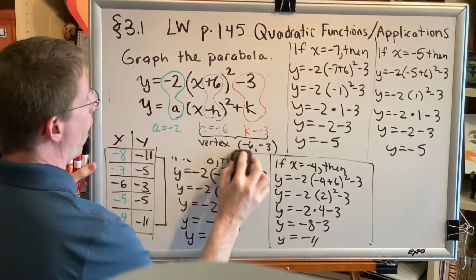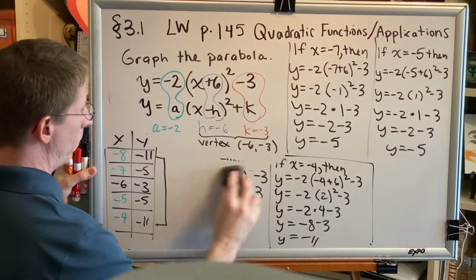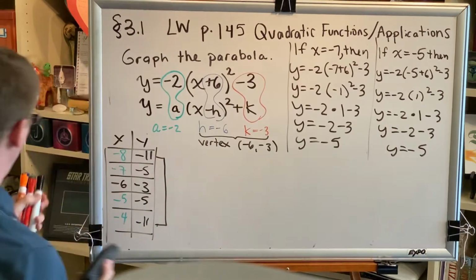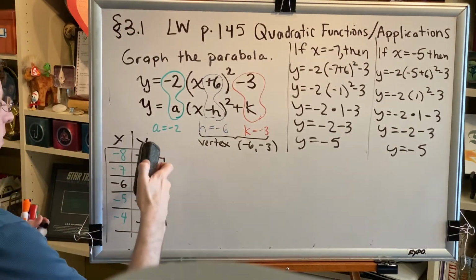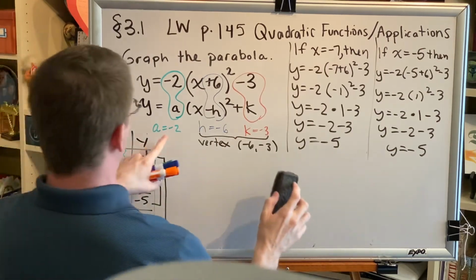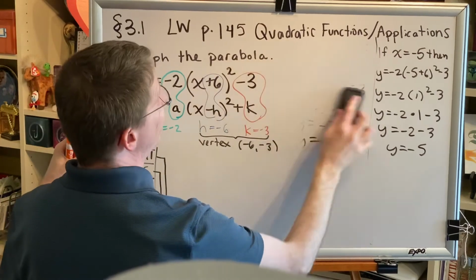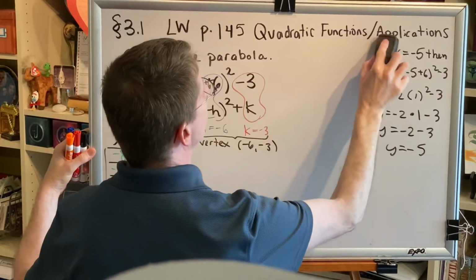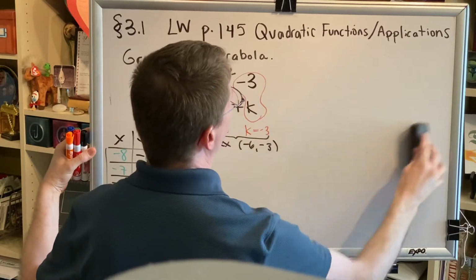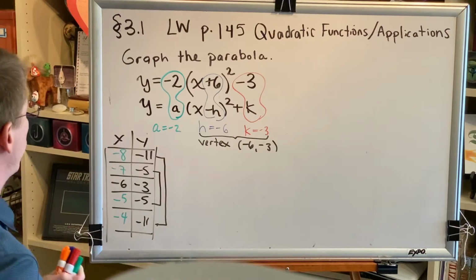Now we just have to make our graph. A couple of things while I'm erasing. First, these match, so that was a good sign. Second, the a for this problem is negative 2, which means this parabola opens down. If a is positive, the parabola opens up. If a is negative, the parabola opens down. So we expect this parabola to open down.